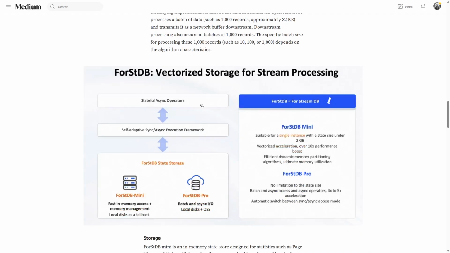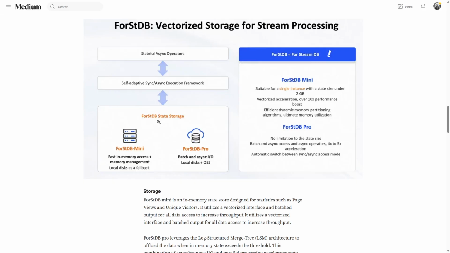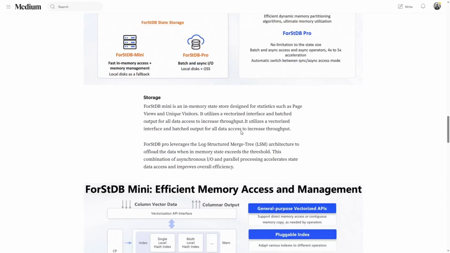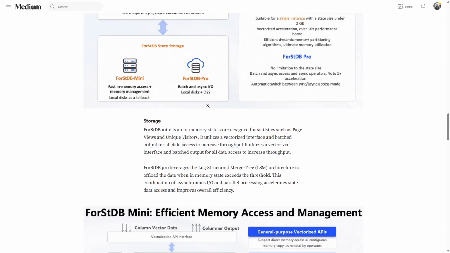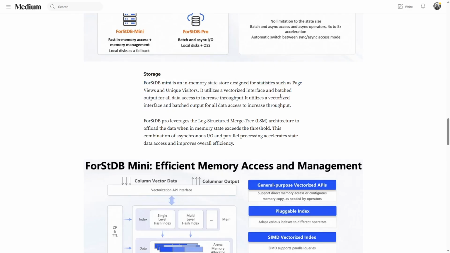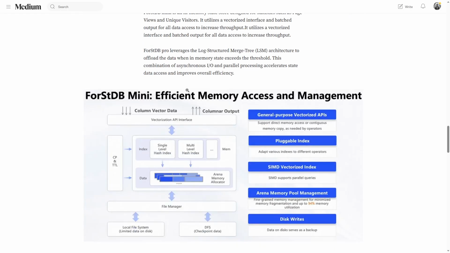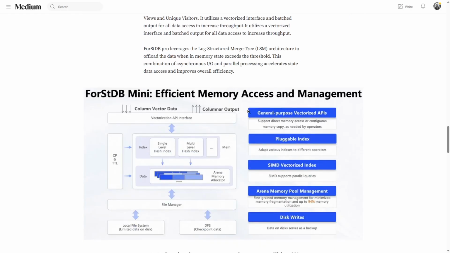Then there is the vectorized storage system for a streaming DB. Instead of creating a very large state in memory, it can be handed over to the Pro part, which is on the local disk or OSS. There is also an engine for maintaining the state in an external location rather than in the Flink engine. So ForestDB Mini is an in-memory state store, and ForestDB Pro uses LSM and offloads the data in memory to the disk, and then we can leverage that disk as state.